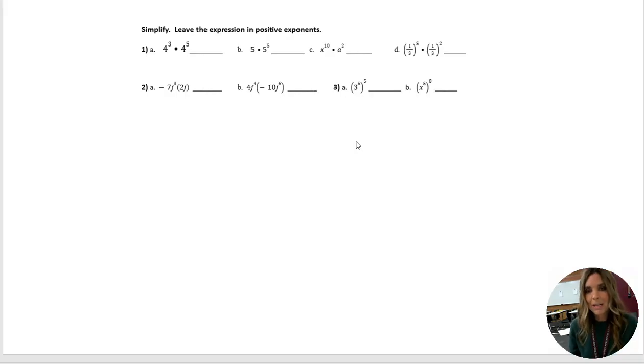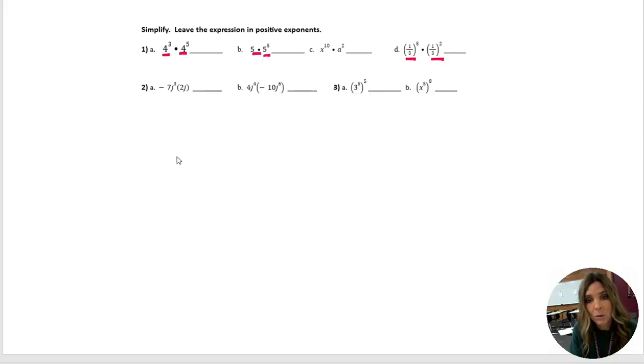Okay, here we go. So the first problems on this said simplify the expression in positive exponents. And remember that if you are multiplying like bases, so if both of your bases are the same, like in this case right here, and this case right here, and this case right here, you follow the exact same rule when you're multiplying like bases, and that is you keep the base the same and you add the exponents.